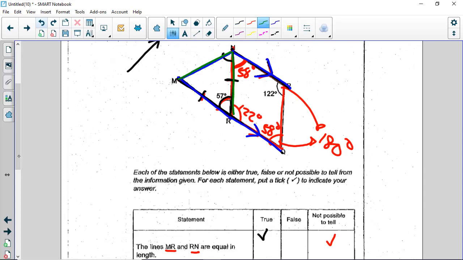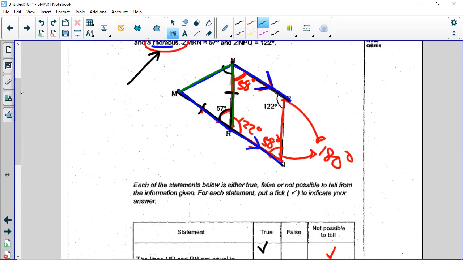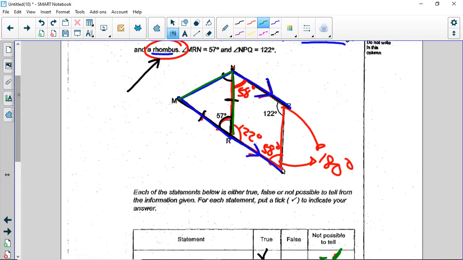In the isosceles triangle, any two lines can be equal if the question never says clearly. But the part A statement says specifically that MR and RN are equal. We are not sure, and we can't prove it. So I think we'll put down it's not possible to tell. If Mr. Ong finds that there's a mistake, then in the next lesson I will talk about this. But otherwise, I think it's not possible to tell.